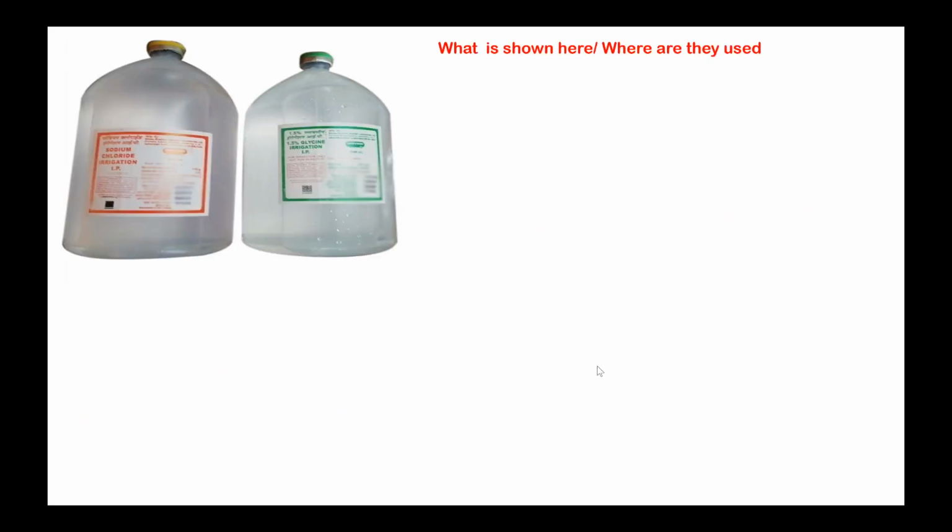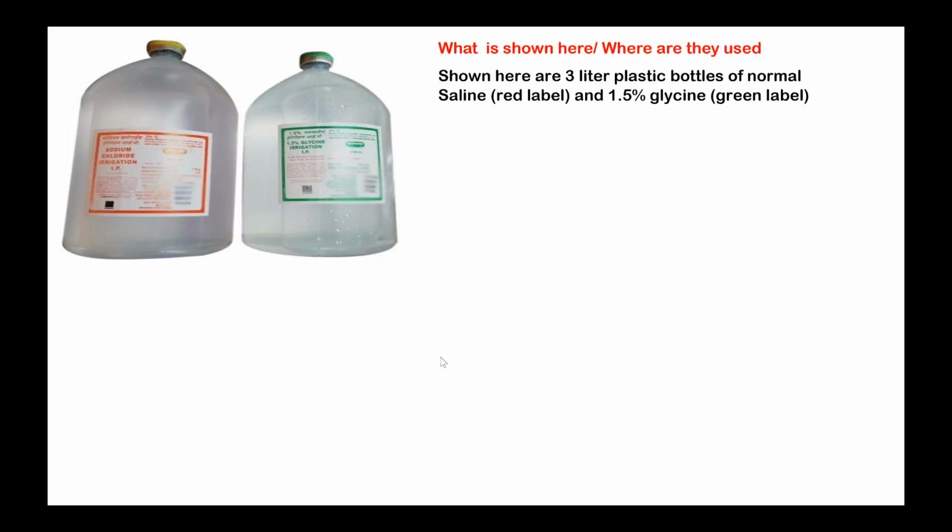What is shown here and what are they? Where are they used? In TURP, sir, 1.5% glycine irrigation fluid, and sodium chloride, sir. Both are used in TURP only, as irrigation fluids, sir, for urology procedures. Sodium chloride is used as an irrigation fluid not only in TURP but also in arthroscopies. All of you would have been familiar with that.